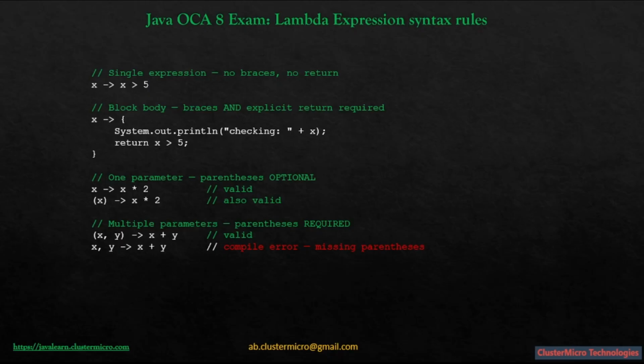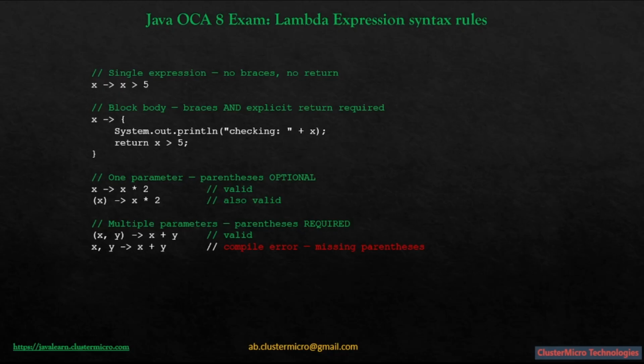Then we have one parameter and parentheses are optional, right? So here we have x arrow x multiplied by 2, then within parentheses x arrow x times 2. Both are valid, okay? With exactly one parameter, you have a choice. You can write the parameter name directly with no parentheses, or you can wrap it in parentheses. Both compile, both run identically. The version with parentheses is more common because it is cleaner.